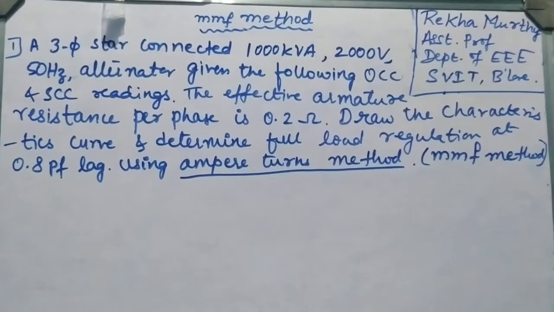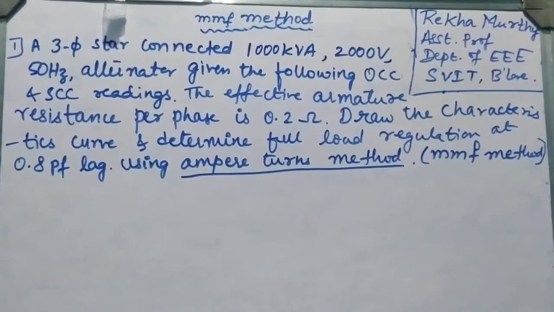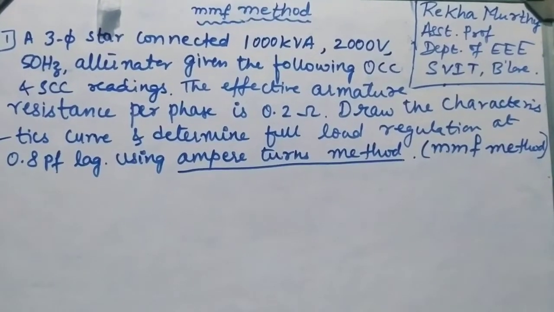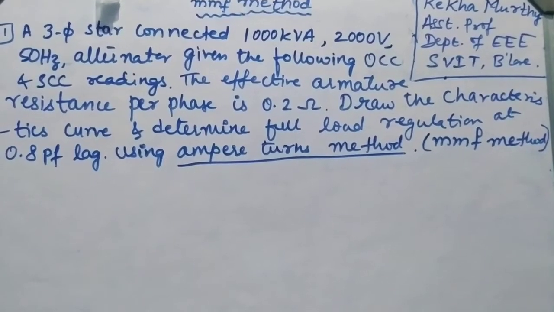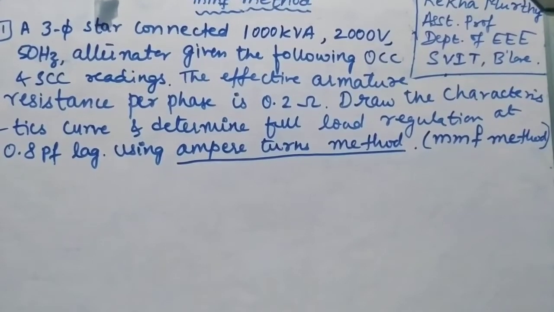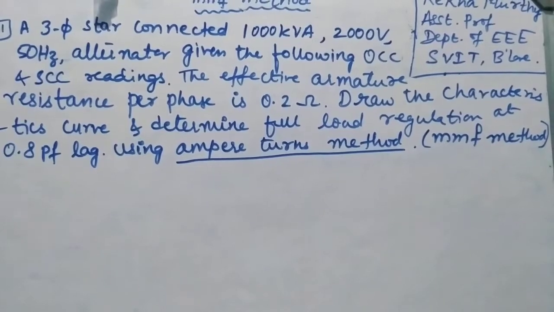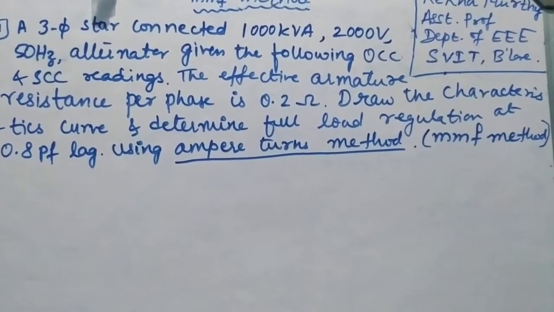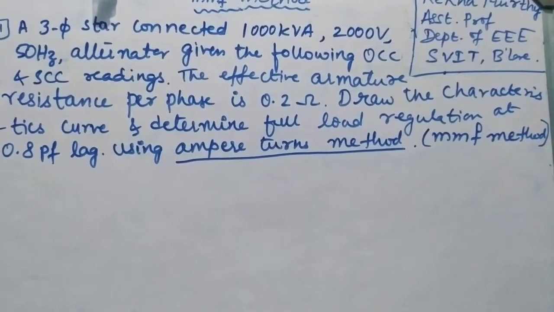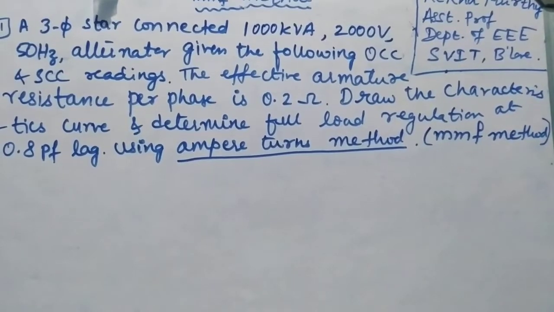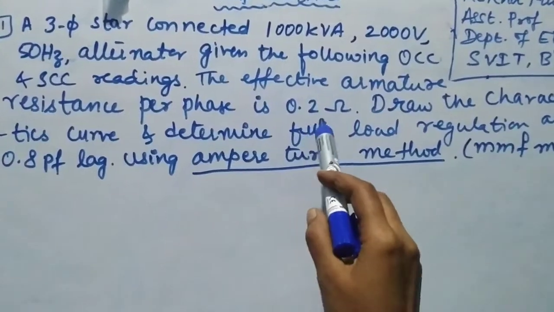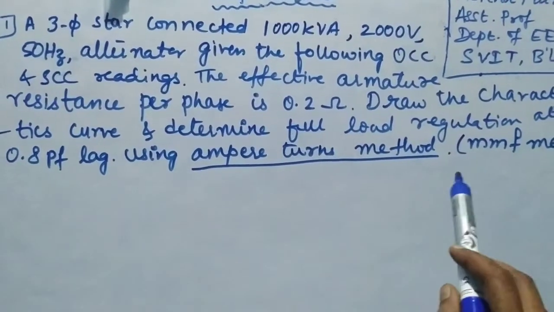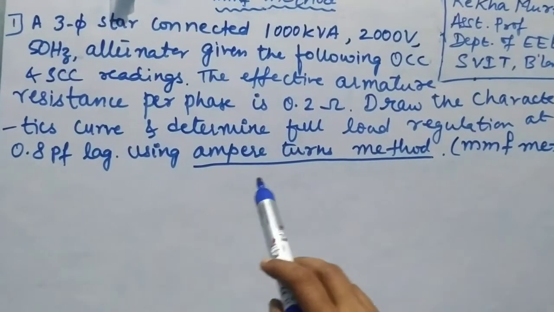Hello everyone. Now I'm going to discuss the problem based on the MMF method for an alternator. In the previous problem itself we have taken, and again in this case also the OCC and SCC readings will be given in the table, and here the given data is 1000 kVA and 2000 volts as a line voltage, and the armature resistance is 0.2 ohms. So again we have to obtain the regulation by using the ampere turns method.